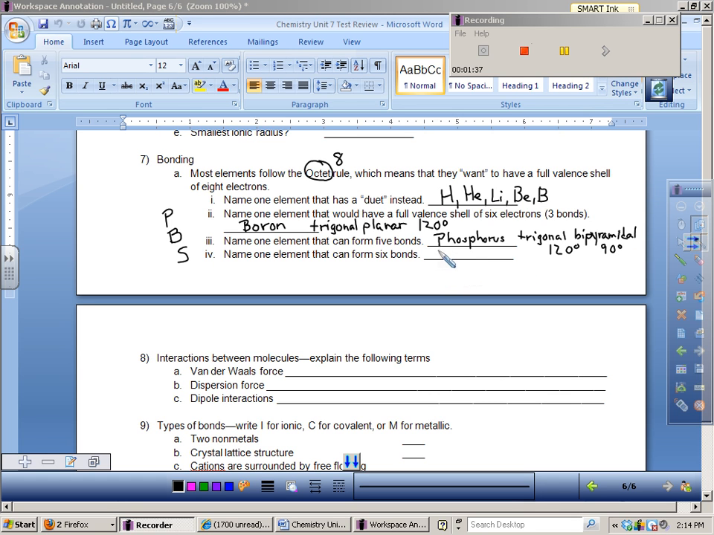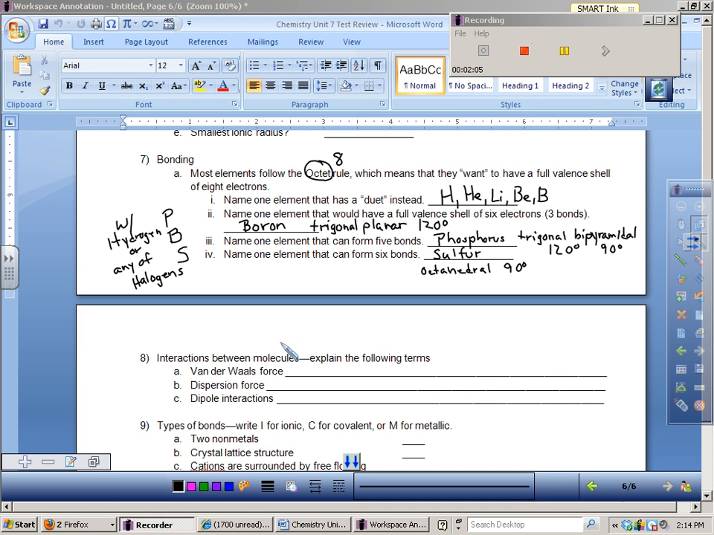And the element that forms 6 bonds is going to be sulfur, and that's the one we said was octahedral, and the bond angle there is 90 degrees. Now remember, these only form these with hydrogen or any of the halogens. Okay, that's when they are exceptions.